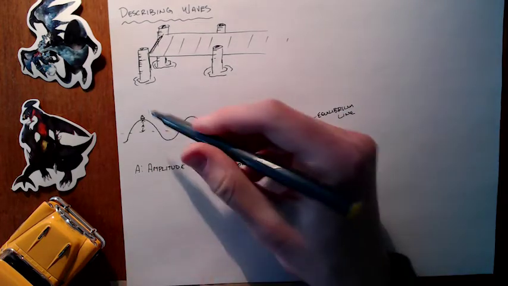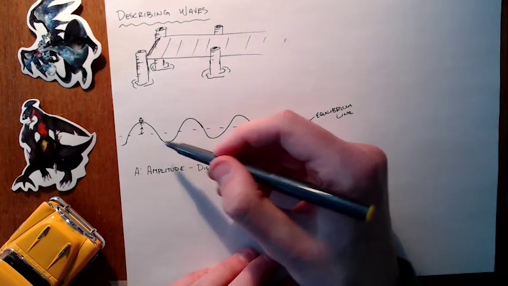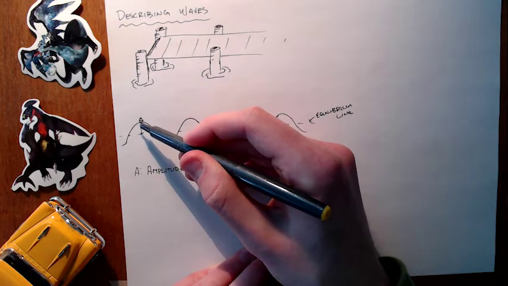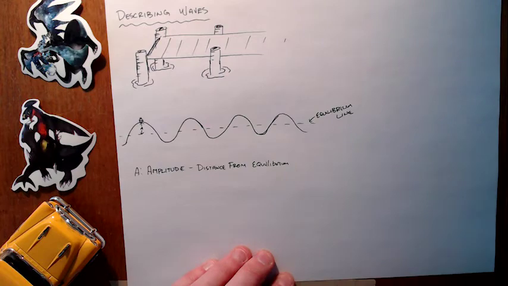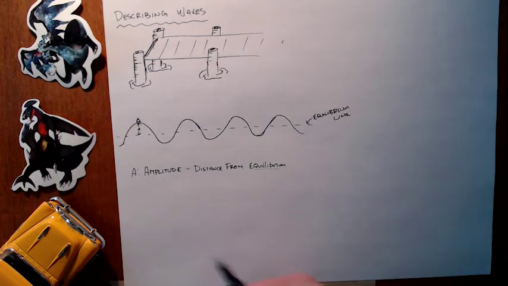Okay, be careful, it's not from the very top crest to the very bottom trough, it's just the distance from the equilibrium line to the top of one of the crests or the bottom of the trough. So the distance from equilibrium. Okay, well, let's look at this too.